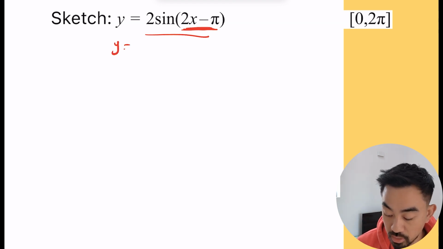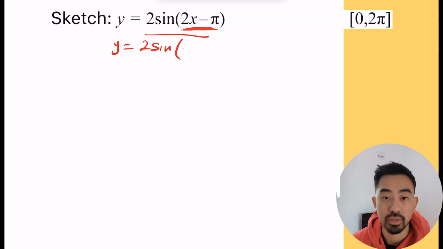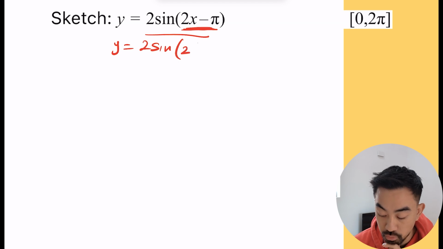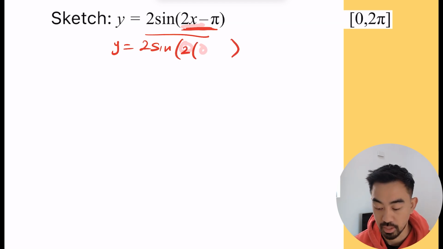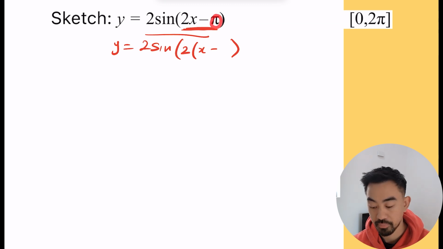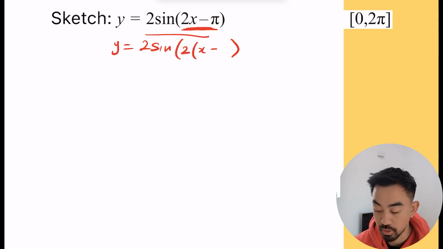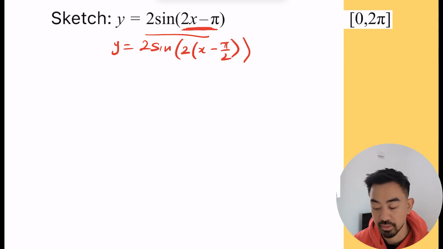So y is equal to 2 sine. Now, you might look at this and go, there's no common factors. How can I factorize it? But it doesn't matter because I can take out the 2 and I just ask myself, 2 times what is 2x? Now it's obviously x. This will be a minus in the middle. 2 times what is going to give me pi? Well, that's actually going to be pi on 2. So take some time to really think about that. 2 times pi on 2 is going to give me pi.